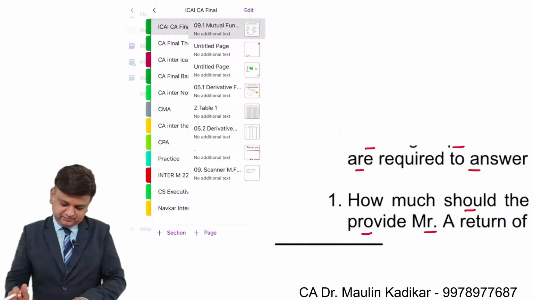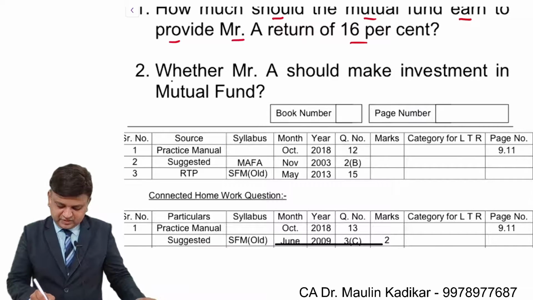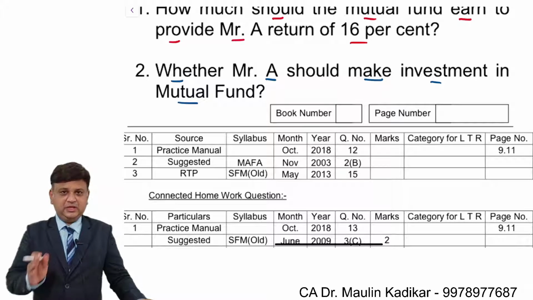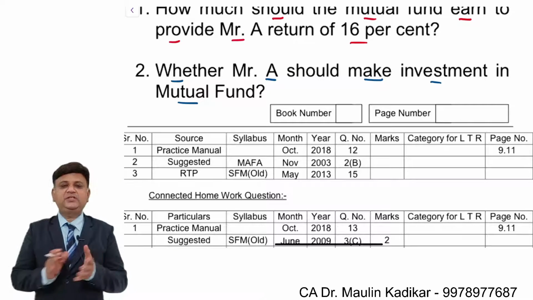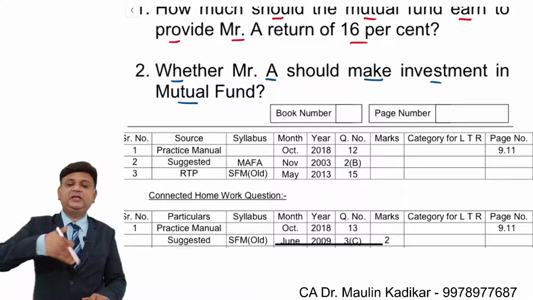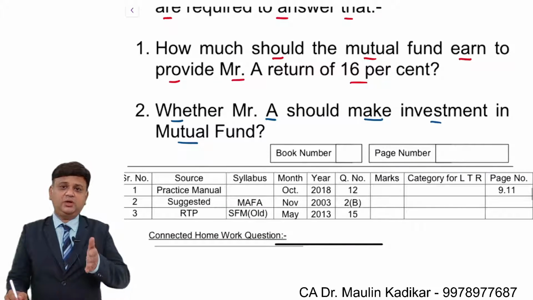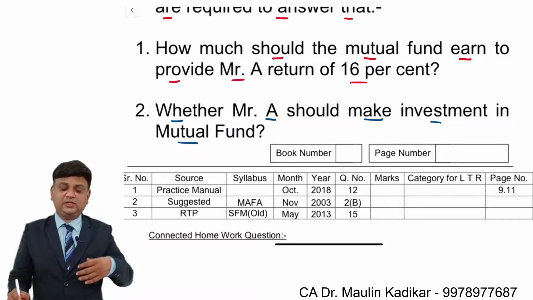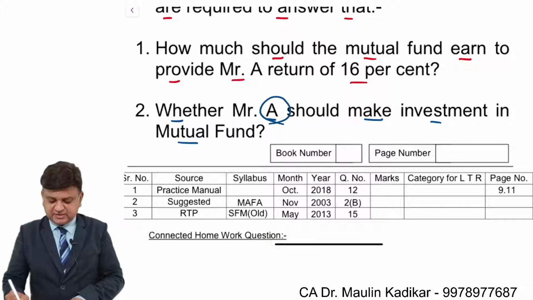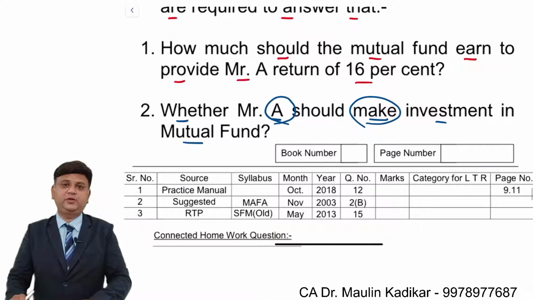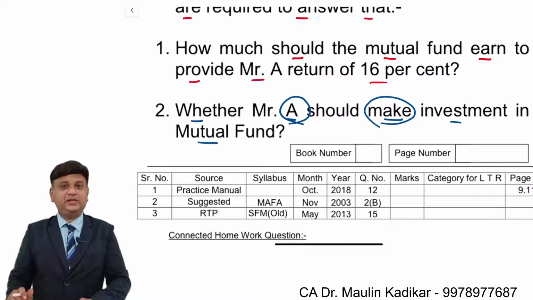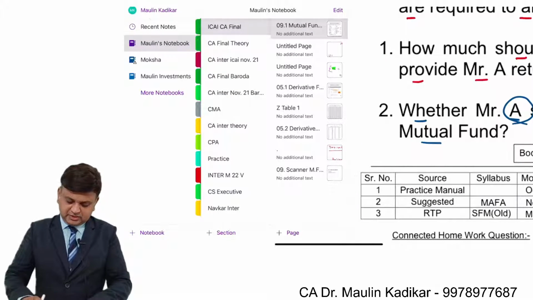Second part of the question: whether Mr. A should make investment in the mutual fund? That is a question. I want you to write answer in the chat box. Friends, for the second part of the question, we can say that it depends upon the rate of earning of the mutual fund. If at all the mutual fund is likely to earn at the rate which is greater than 18.43 percentage, then in that case, yes, Mr. A should make investment through the mutual fund. If at all the expected rate of earning is less, the investment should not be made through mutual fund. So write down final answer.